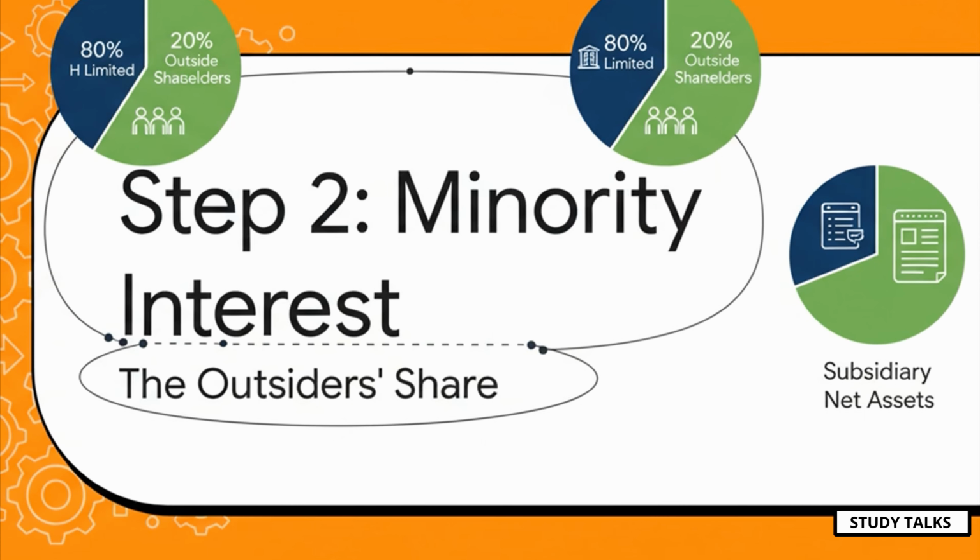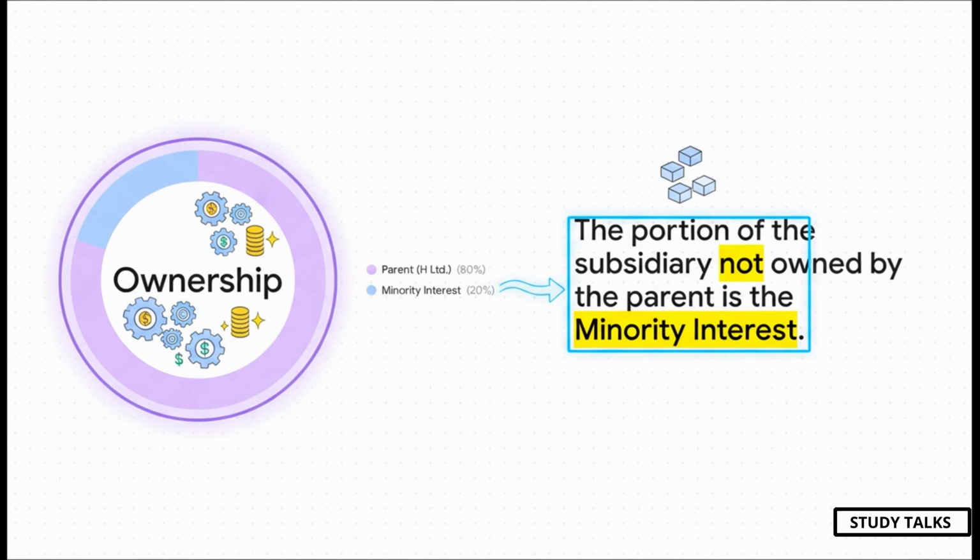Let's move on to the second big one, calculating minority interest. Remember, H Limited only bought 80% of S Limited. So what about that other 20%? Well, that belongs to other shareholders, the minority, and we have to figure out what their share is worth. This chart shows it perfectly. That big 80% chunk belongs to the parent. But that smaller 20% piece, that's the minority interest. These are the other owners, and we need to show their claim on the business separately in our consolidated balance sheet.